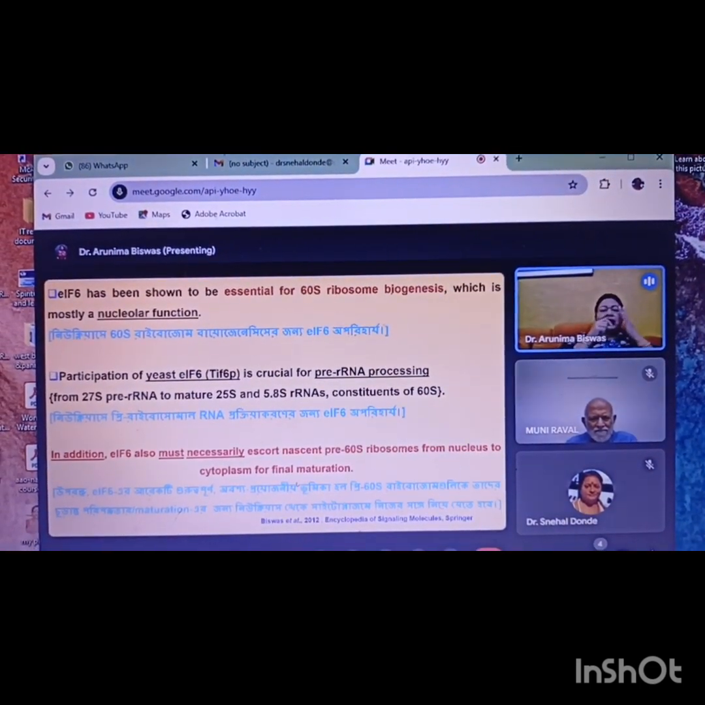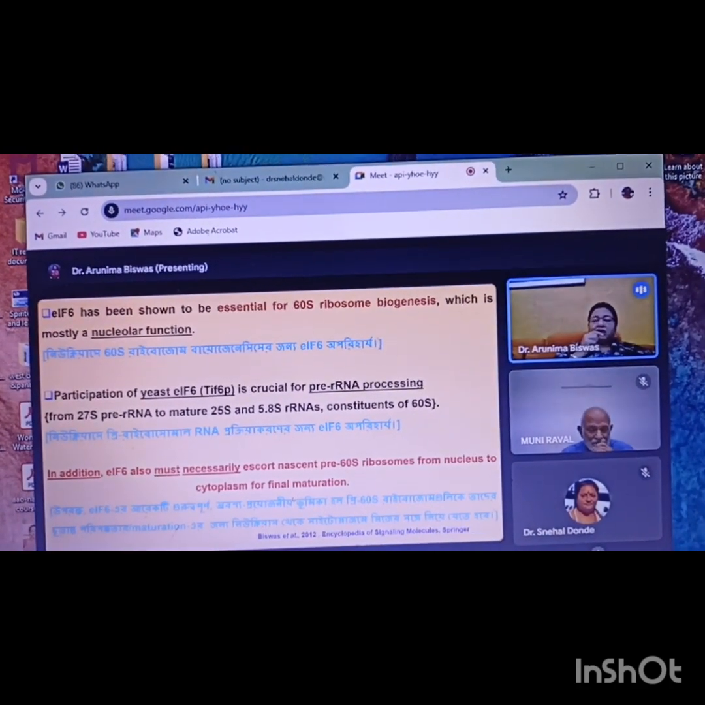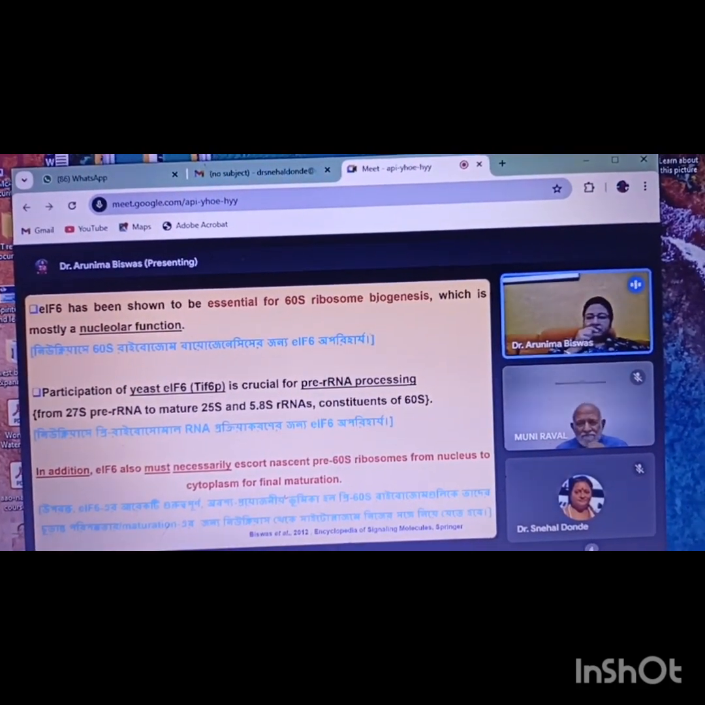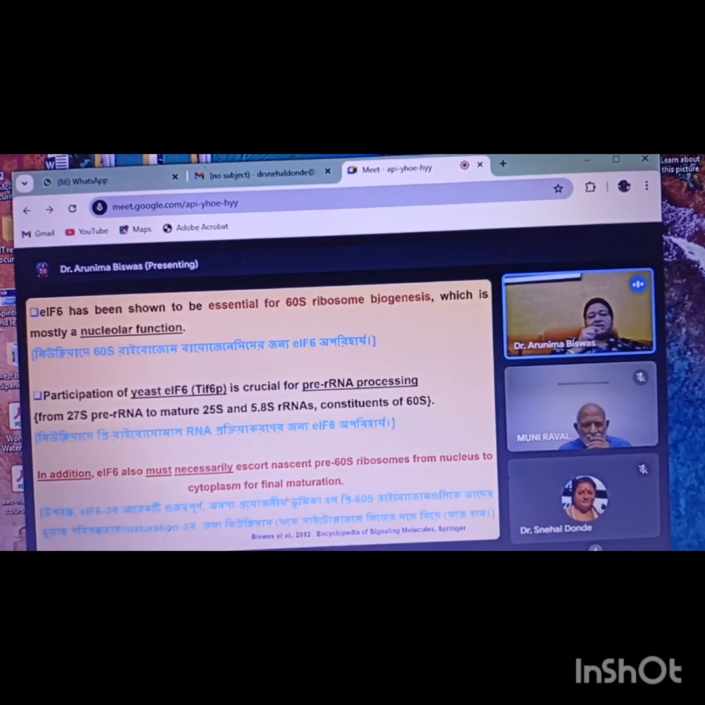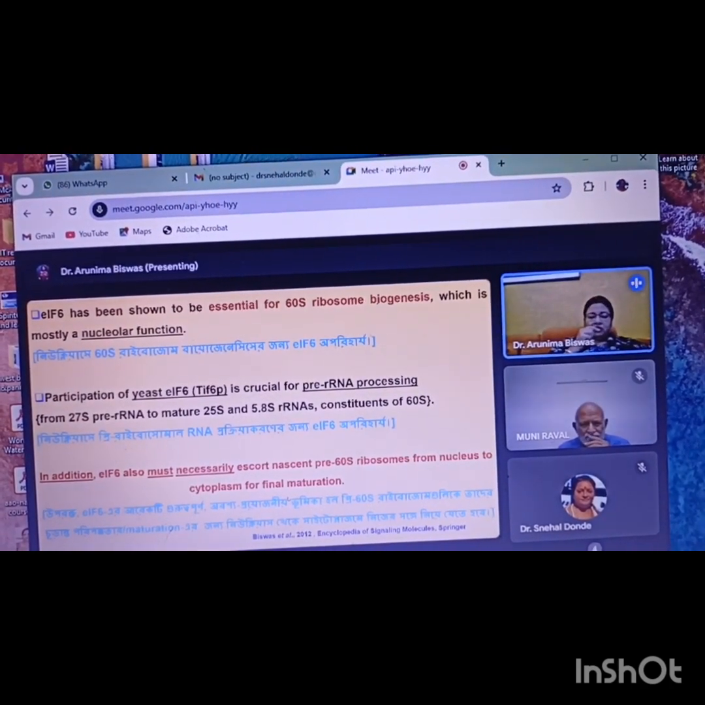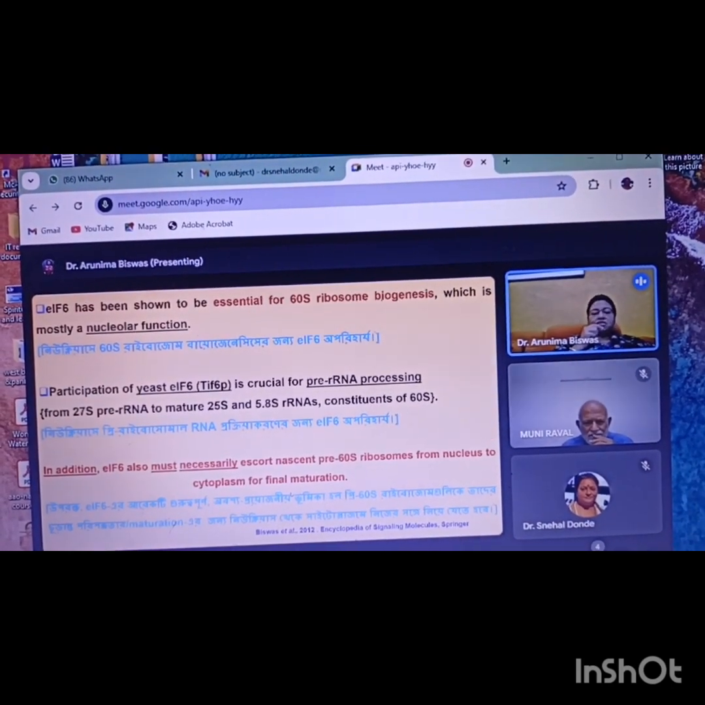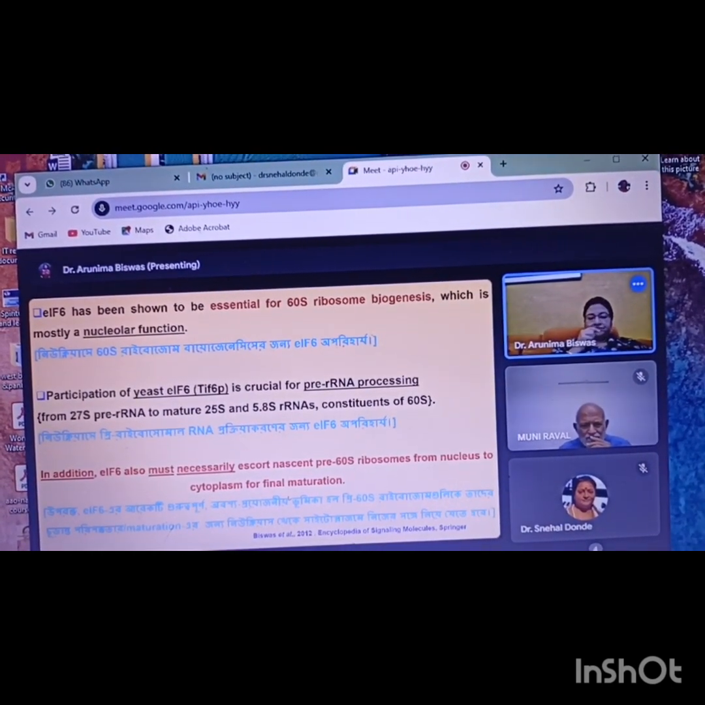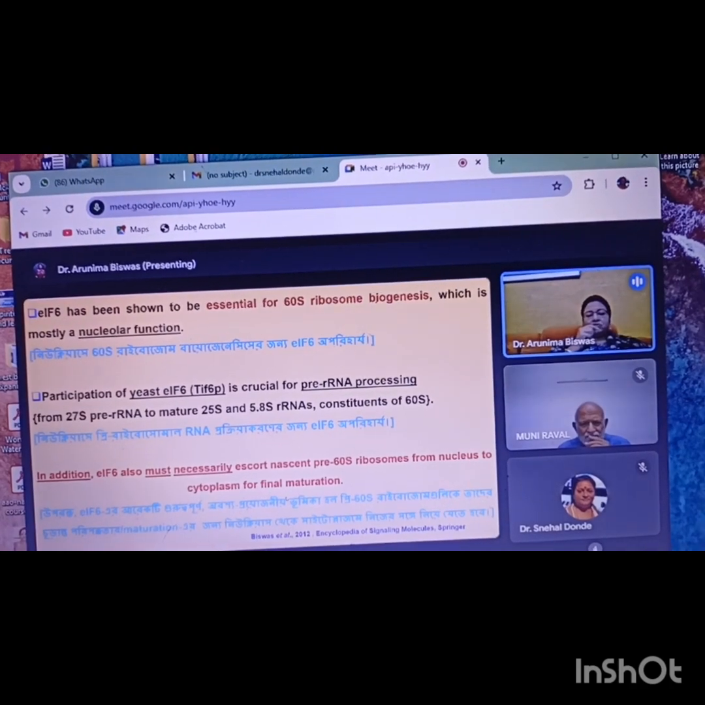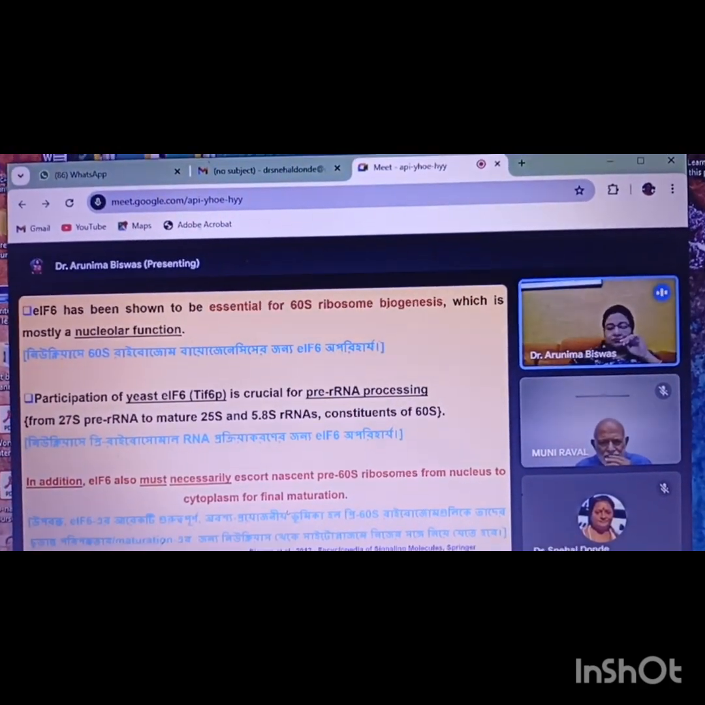Now, not only is EIF6 essential for this 60S rRNA processing, that is in ribosome biogenesis, which is basically a nucleolar function, it is also essential to escort the nascent pre-60S from the nucleus to the cytoplasm for final maturation. So it has to continuously shuttle between the nucleus and cytoplasm.